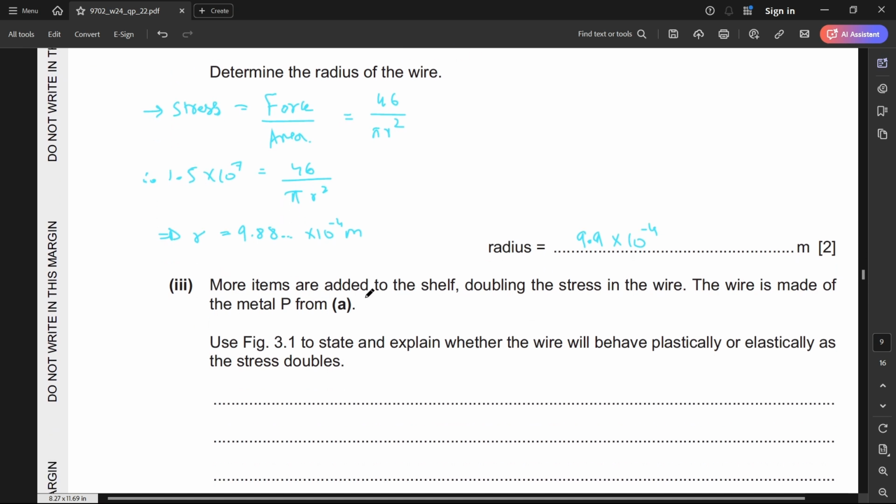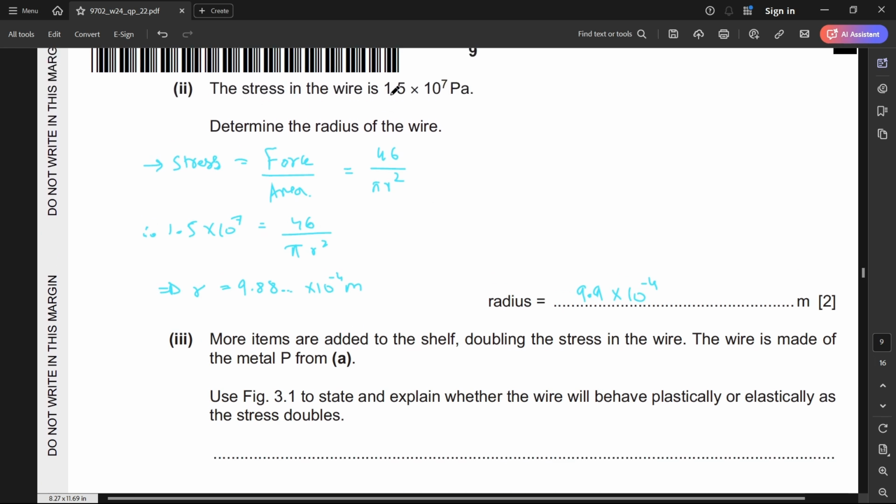Now, more items are added onto the shelf. Apart from the cup that we were having on the shelf, we are now adding some more items. That is going to double the stress in the wire. So the stress, if it was 1.5 into 10 power of 7, is now going to double. The wire is made from the same metal P, and because of that we can say that the Young's modulus is the same. Now using figure 3.1, we have to explain whether the wire will behave plastically or elastically.